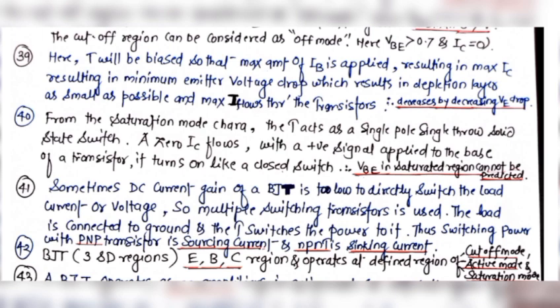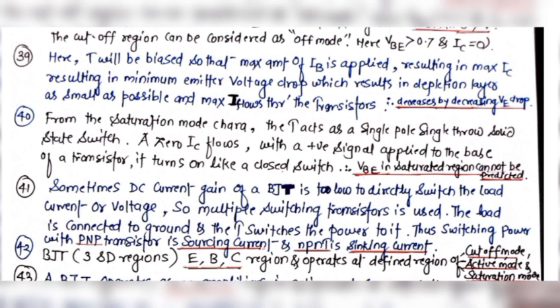Here the transistor will be biased so that the maximum amount of IB is applied, resulting in maximum IC and minimum emitter voltage drop, which results in a depletion layer as small as possible, and maximum current flows through the transistor, decreasing the emitter voltage drop.